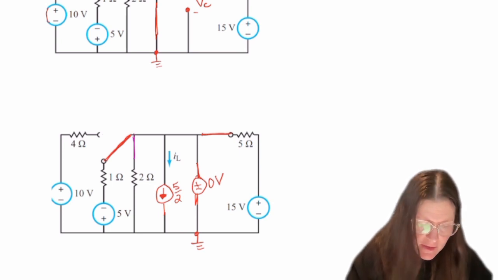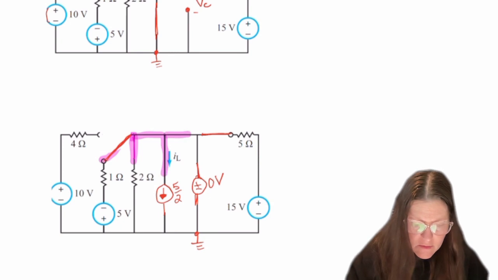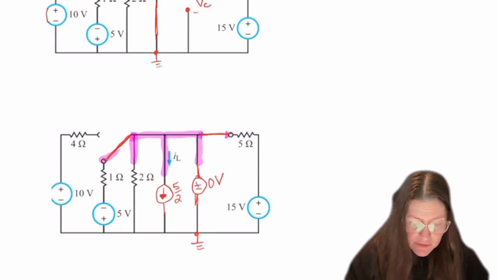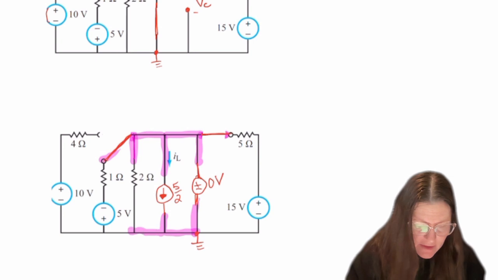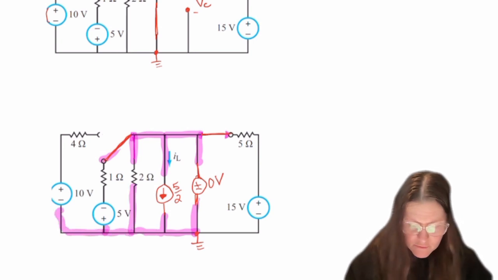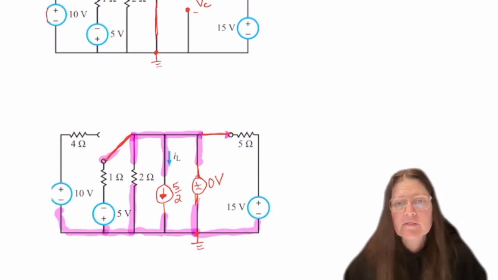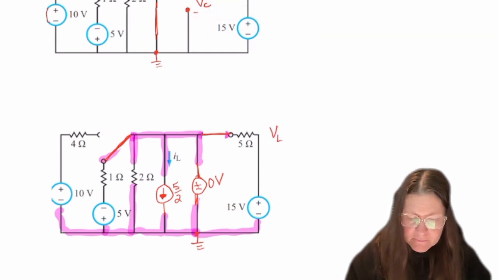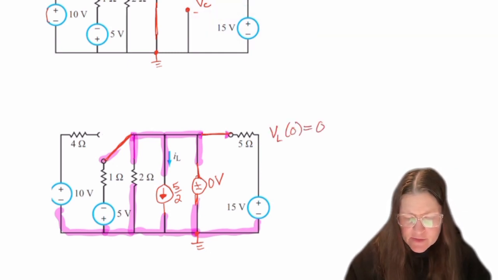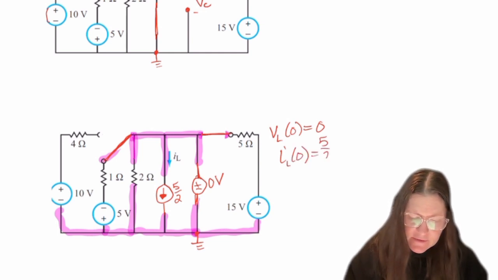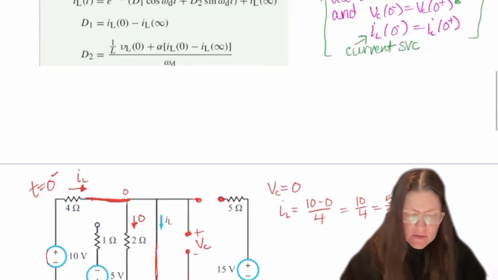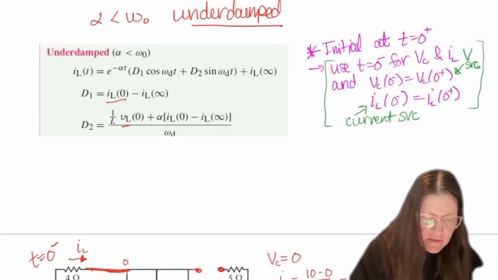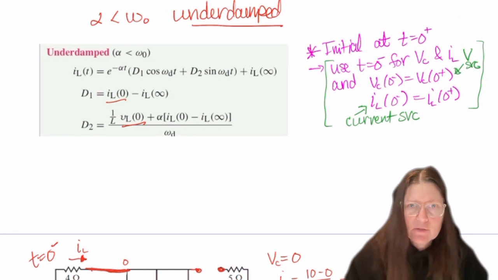So with the voltage source setting the voltage across the inductor, this is all the same. And with 0 volts, this becomes the same node because there's no voltage difference between them. So you can see hopefully from that VL will be 0. So VL of 0 will be 0, and IL of 0 is going to be the 5/2 amps. And I think that gives me this value and this value.